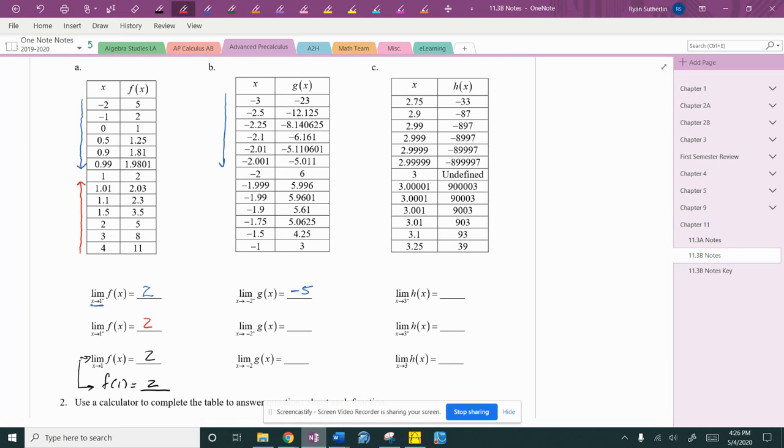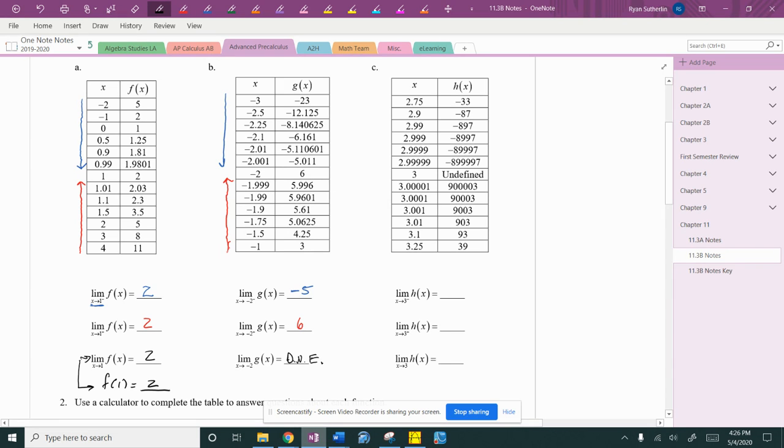Now let's look at from the right. From the right means values that are larger. So I'm starting at -1 and heading back towards -2. So I'm at 3, 4.255, 5.61, 5.96, 5.996. So these values do look like they're getting closer to 6. Well then, what that means is that the limit as x approaches -2 does not exist.